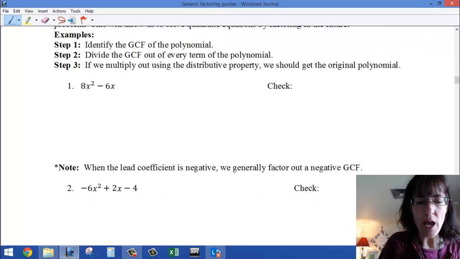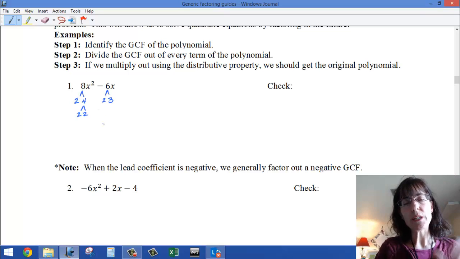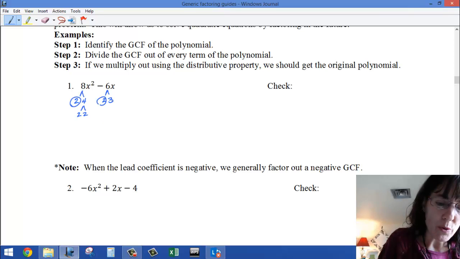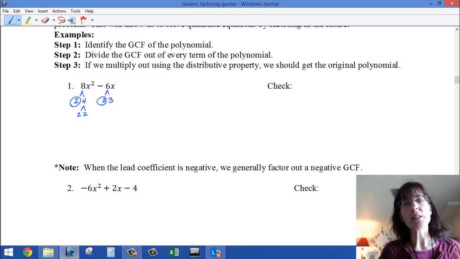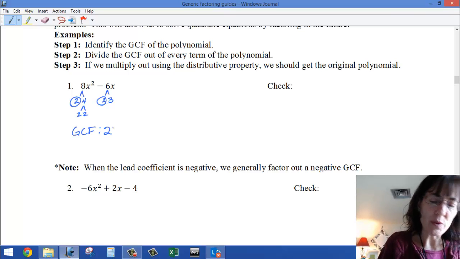So I'm looking at 8x squared minus 6x. Now I can go ahead and write all the factors of 8. So like 2 times 4, make a tree here, 2 times 2. And then the factors of 6, which are 2 times 3. And then what I'm doing is looking at the 2 trees and seeing what's the same on any of them. And I see that I have a 2 on both, but only a single 2 because the 6 only has 1 2 as a factor. So since there's only 1 2, then my greatest common factor is going to have a 2 in it.